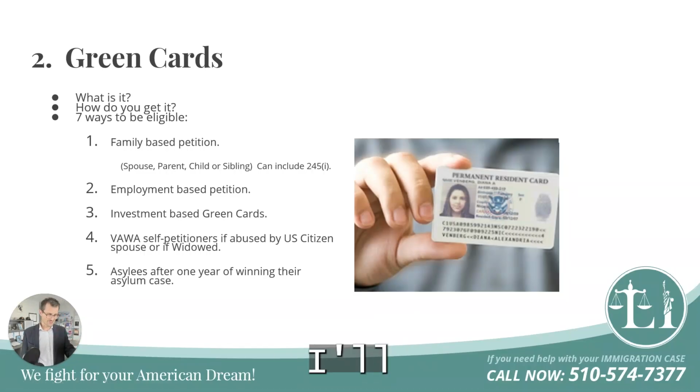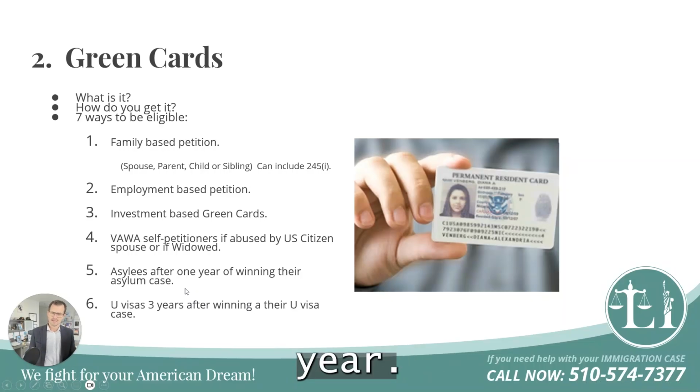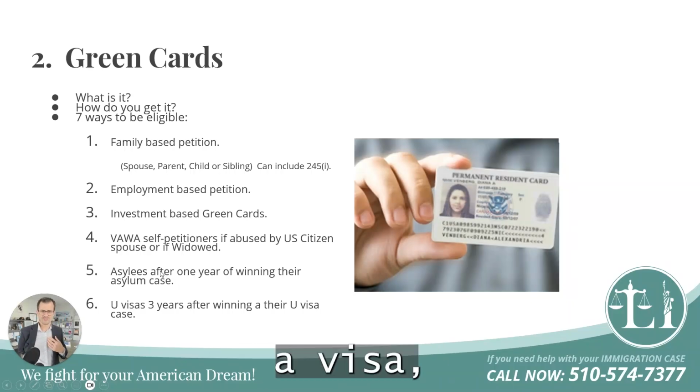Number 5 is through asylum. I'll talk about asylum in just a moment, but if you win an asylum case and then you wait a year, you can apply for a green card. You can actually apply for the green card early, but you can get it approved after you have asylum for a year. And then number 6 is if you win a U visa. I should add a T visa here also. If you win a U visa or a T visa, you can use those visas to apply for a green card. It's one of the reasons why I love filing for U visas.